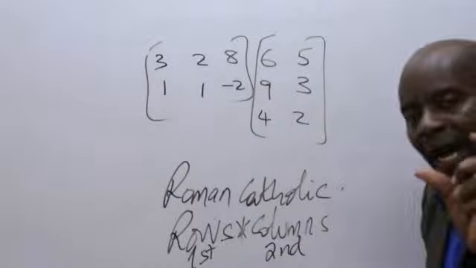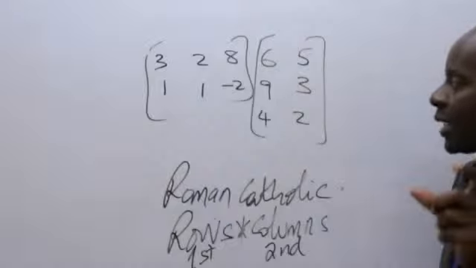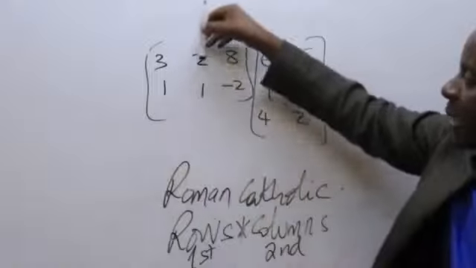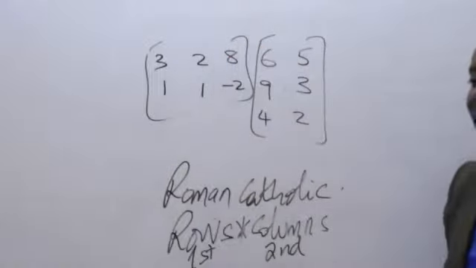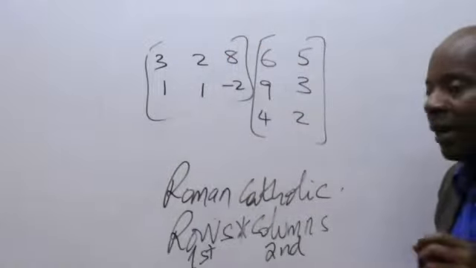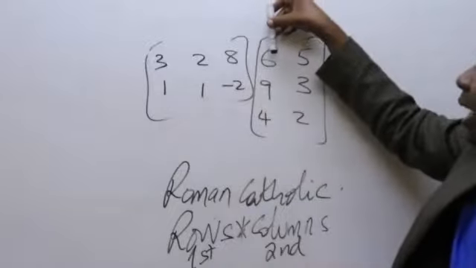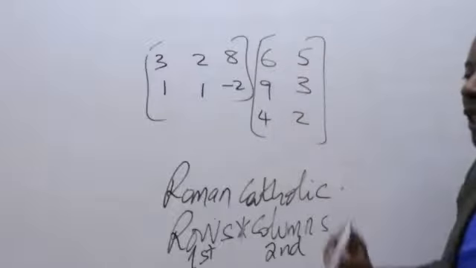Rows go like this always, and columns are like the columns of a house, they stand like this. So I'm repeating again. I'm saying that the rows of the first matrix will multiply the columns of the second matrix.